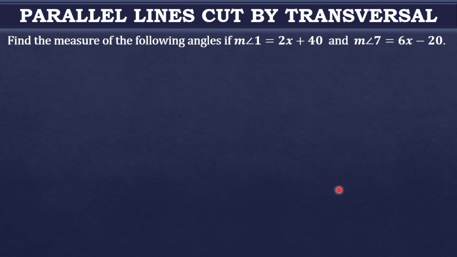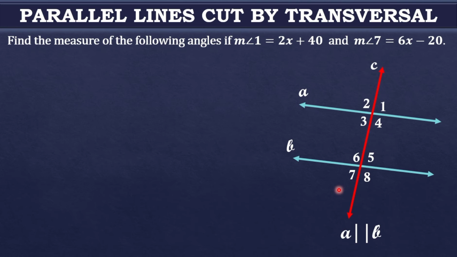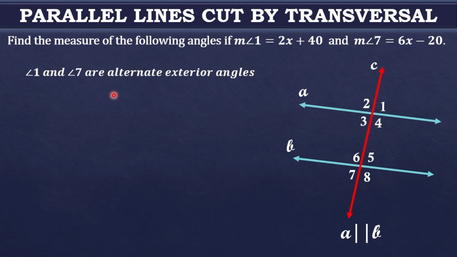Find the measure of the following angles if measure of angle 1 is equal to 2x plus 40 and the measure of angle 7 is equal to 6x minus 20. So, we have here angle 1 and angle 7. So, first, what is the relationship of angle 1 and angle 7? Yun po muna kasi dun tayo magbe-base. So, angle 1 and angle 7 are alternate exterior angles.